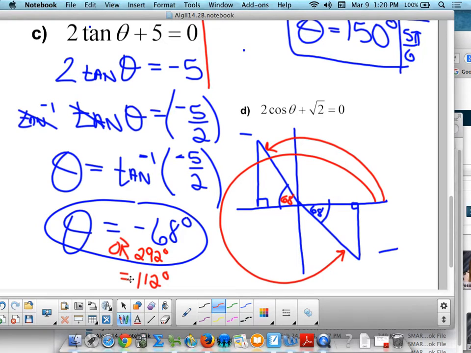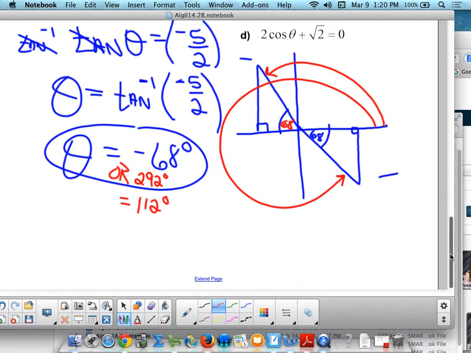292, 112. Convert those to what? Radians. 292 times pi over 180. I'll write that right here for you, but I'm not doing it. You're going to tell me the answer in just a second. In radians, 292 is, I'm guessing, 5 point something. Is that right? Mr. Graham, I'm confused.